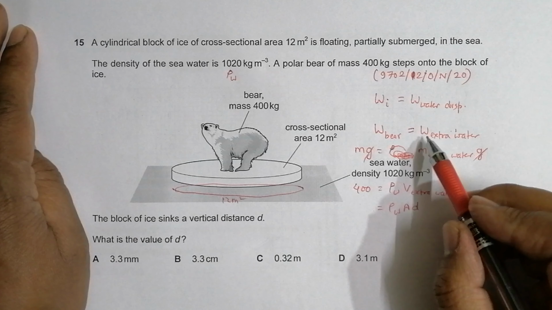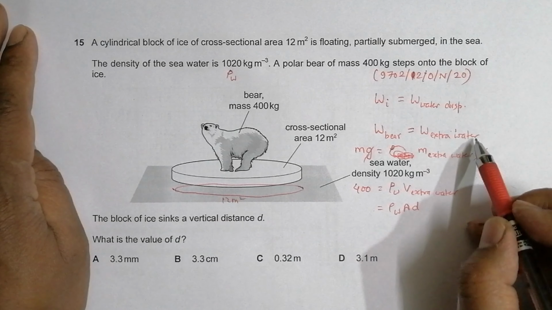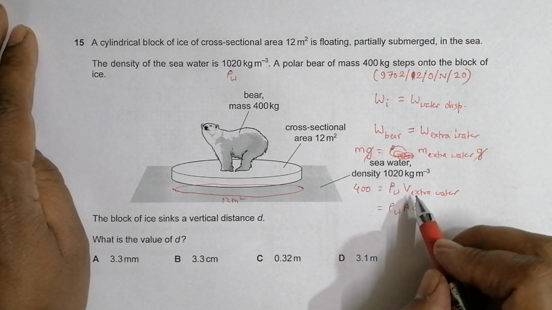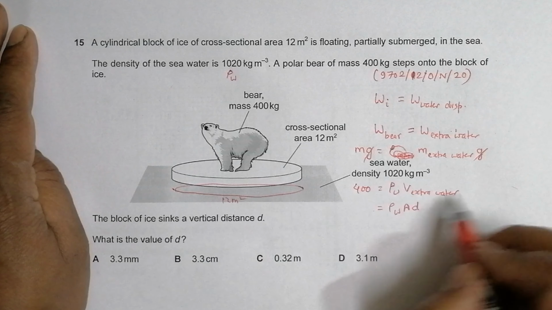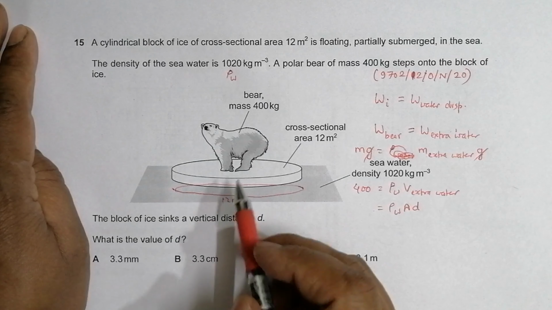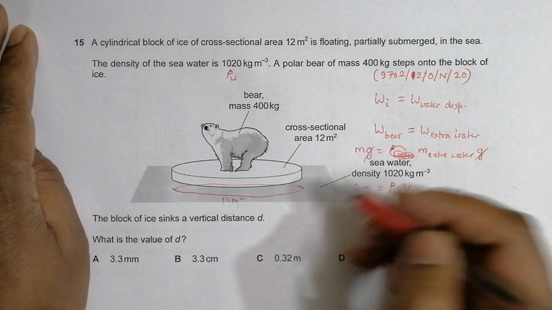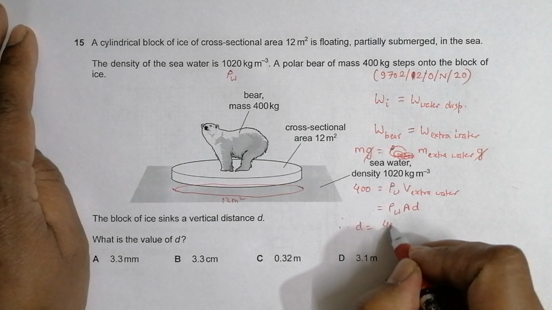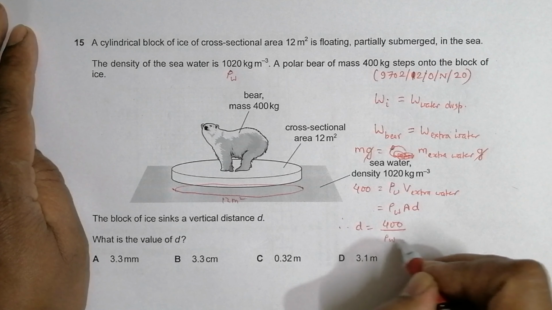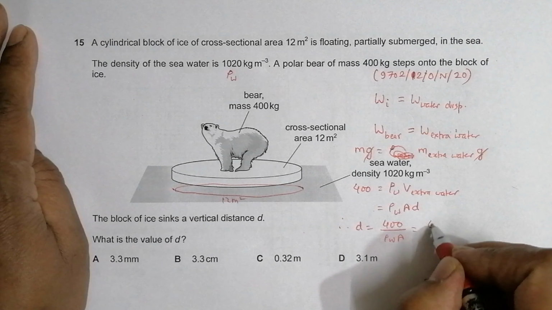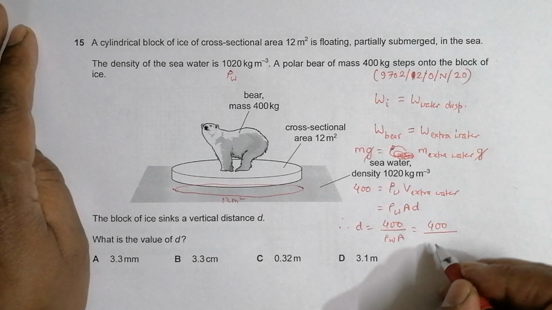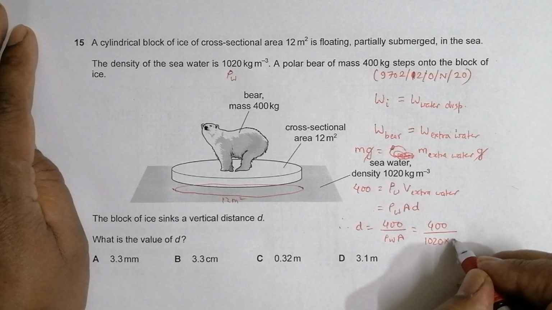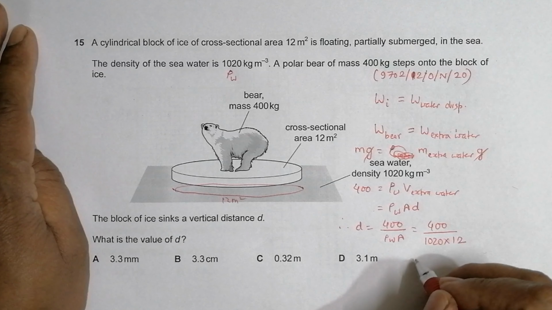So that's why here the weight of extra water displaced is equal to mass of extra water into g, that is equal to rho into volume of extra water, and that volume of extra water is equal to A into that extra depth. So this gives us this depth is equal to 400 by rho of water into A, that's equal to 400 by rho of water, which is 1020, into A, which is simply 12 meters square.